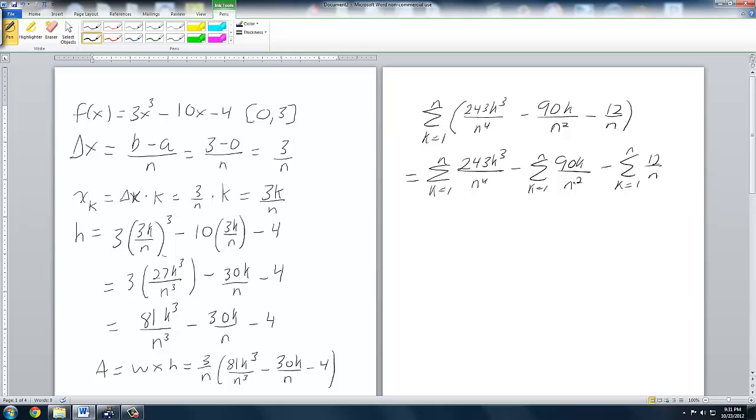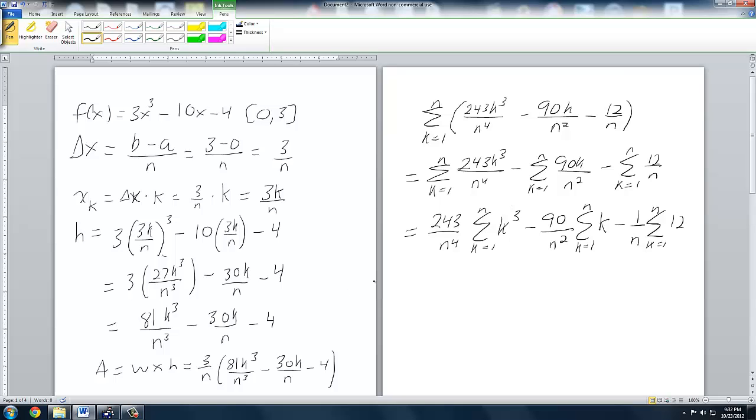Okay, now we're going to pull out all of our constants, except for the 12. We'll leave that here, so then we're at least taking the sum of something other than 1. So we'll leave the 12, but all of the other constants, and that includes the n's, will be pulled out front. Only k is our variable. So this equals 243 over n to the fourth on the outside of the sum from k equals 1 to n of k to the third. And then 90 over n squared times the sum from k equals 1 to n of k, minus 1 over n times the sum from k equals 1 to n of 12.